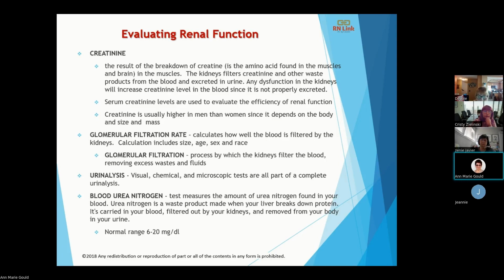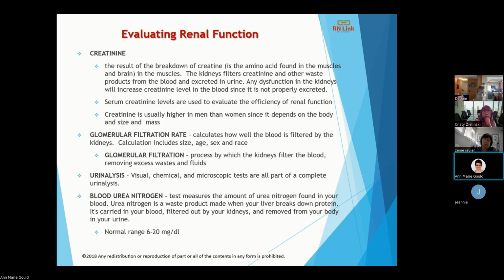Now, of course, your urinalysis, your UA, visual, chemical, and microscopic tests are done, right? Sometimes, like I said, you may see doctors order the urine osmolality, and that's important because that's a big piece of the pie when it comes to the renal function status.